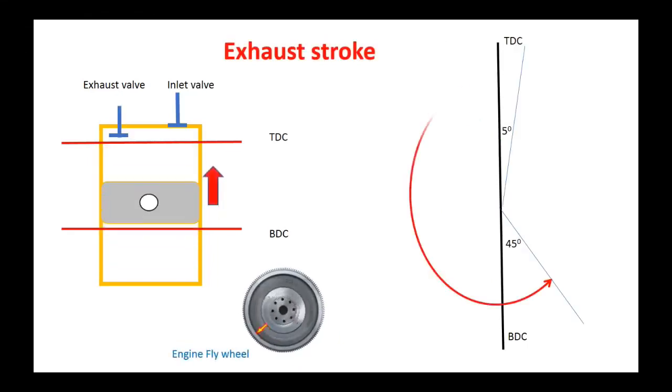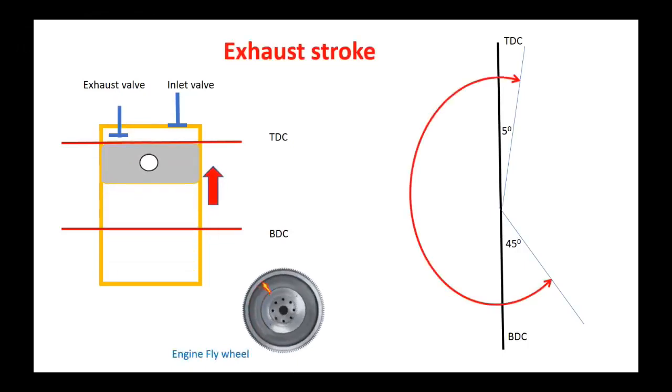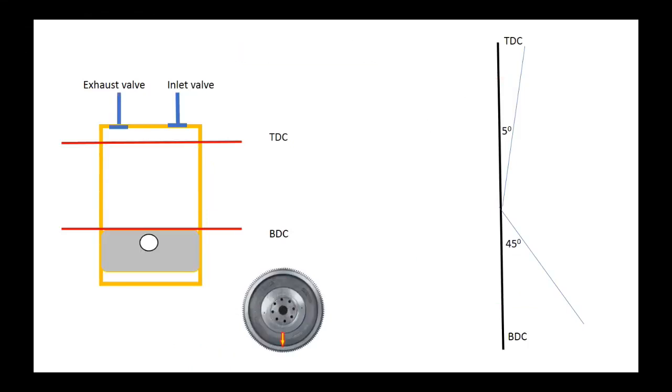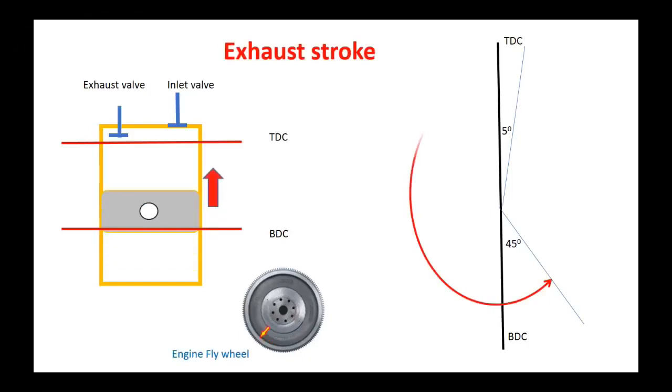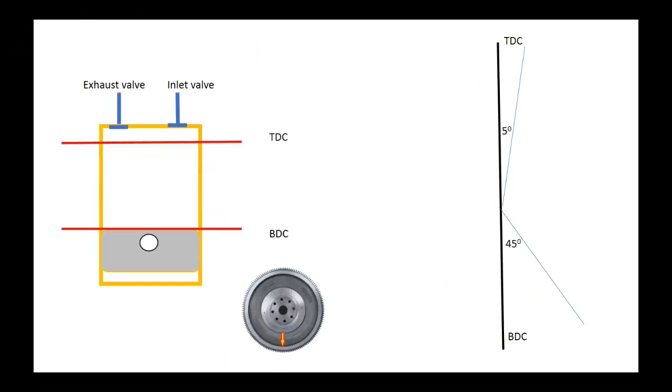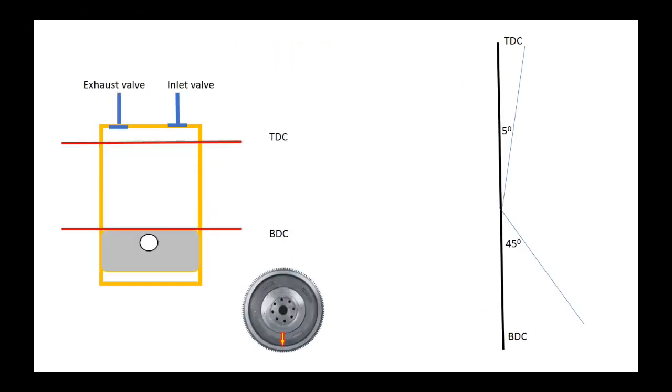Finally, see how the diagram is drawn for the exhaust stroke. In this stroke the piston moves from BDC to TDC and the flywheel turns nearly half around. Here the exhaust valve is already open and it closes 5 degrees after TDC. That clearly shows the valve is closing in the next cycle.